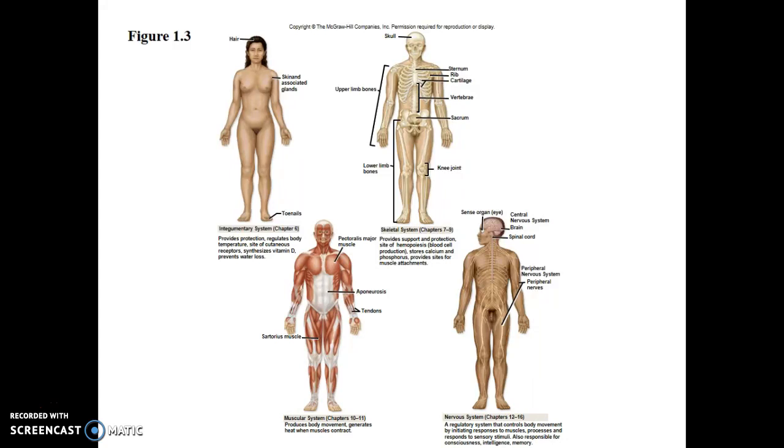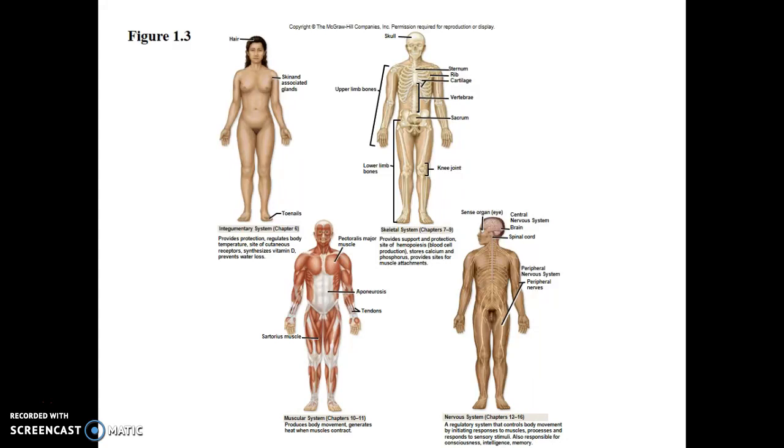The next system, the skeletal system, is going to be taught through chapters 7 through 9. The skeletal system provides structural support for the body, so it gives the body its structure. It provides a site for storage of calcium, phosphate, as well as nutrients like fat. It provides an attachment site for muscles so that we can move. And it also is the site of hemopoiesis, which is blood cell formation. So we'll talk about that organ system in chapters 7 through 9.